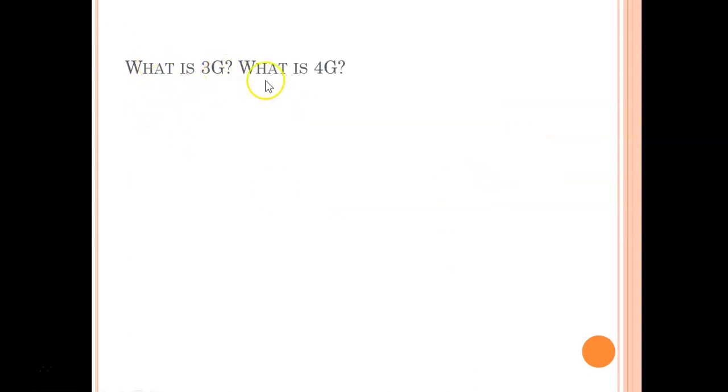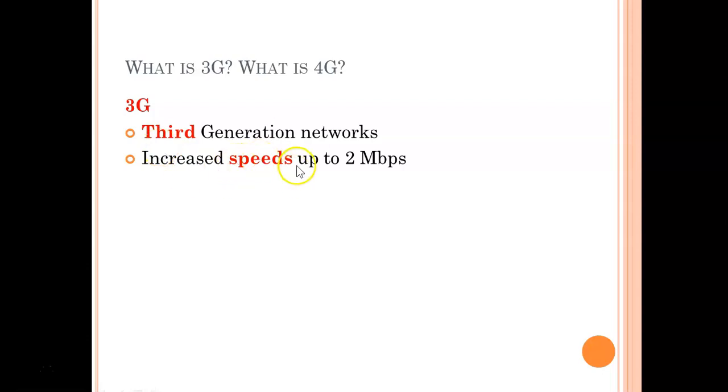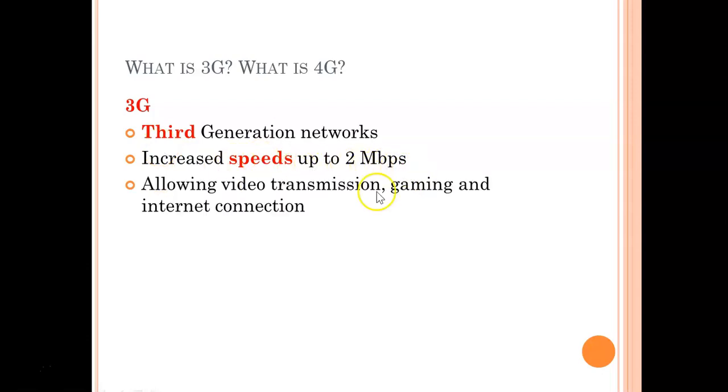So what is 3G and what is 4G? We're just going to compare these two. 3G is third generation networks. It has increased speeds up to 2 megabytes per second. It allows video transmission, gaming, and internet connection.